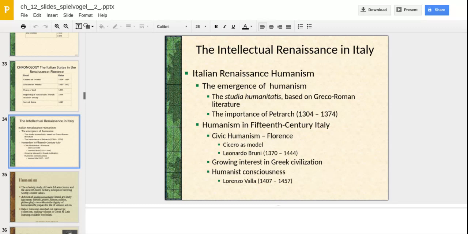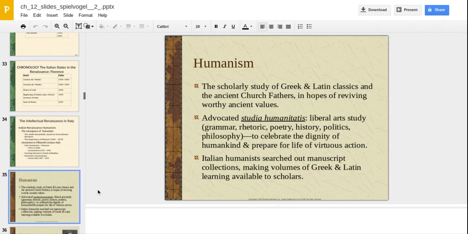Basically, what civic humanism is, you need to write this, is that a person does things to advance their state. They have civic pride. They have civic duty. I go out and get a better education so that I can help my city-state become better. There's growing interest in the Greek civilization. They're becoming fascinated with the Greeks. And you see some humanist consciousness there, just more in-depth humanism.